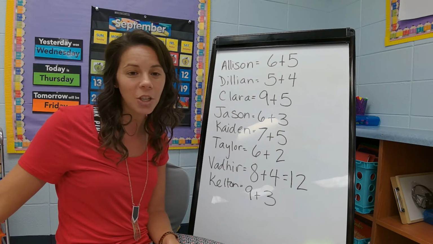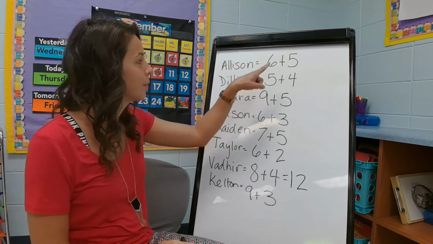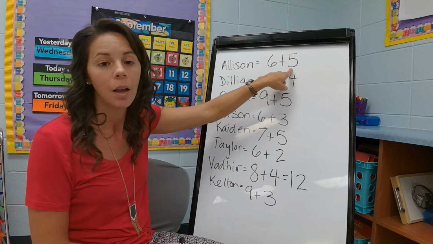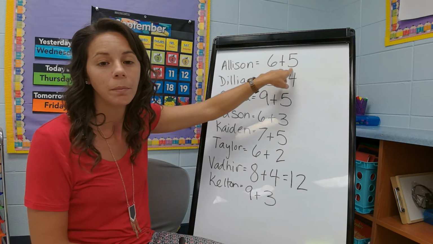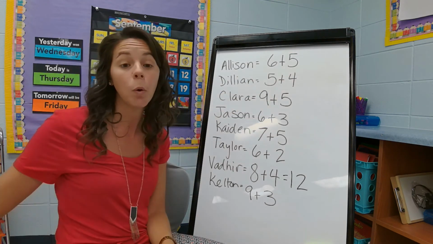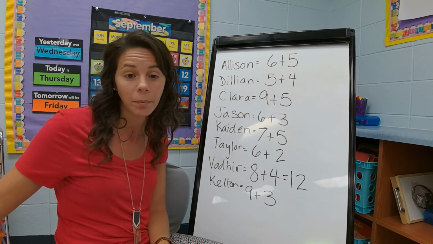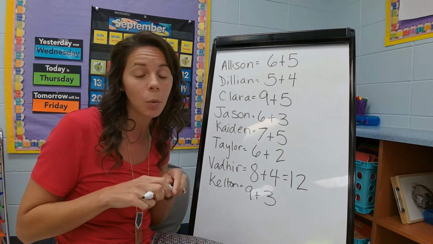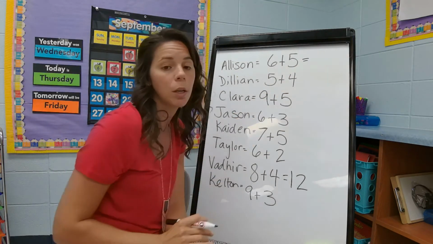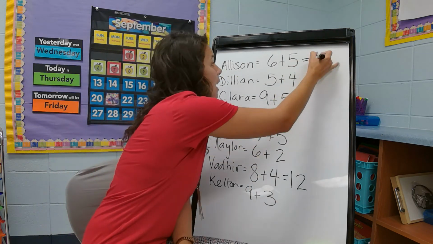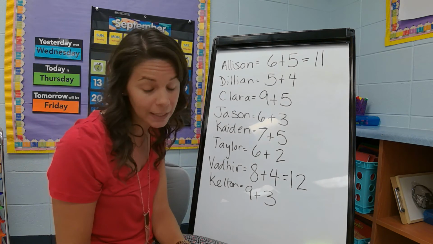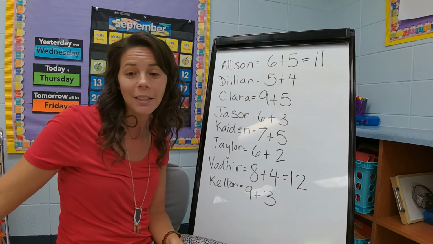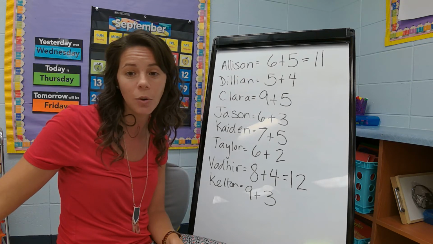All right. Allison's ready to share hers. Go ahead. Mine is 6 plus 5, and I used my, I don't know what this is called. You drew a picture. And then I counted them. Great. Awesome job. So what is your answer? 6 plus 5 equals? 11. And you drew 11 circles. That's a lot. All right. Anybody else like to share? Clara's ready, and then we'll do Kelton.